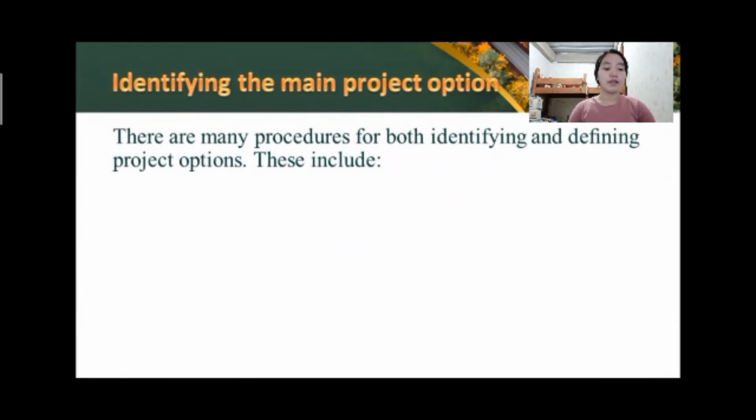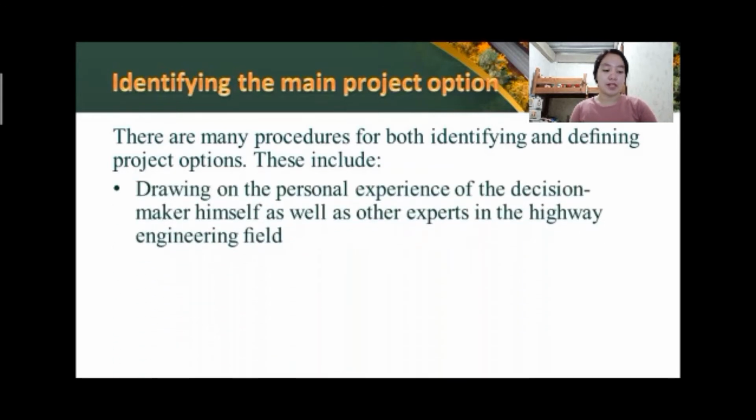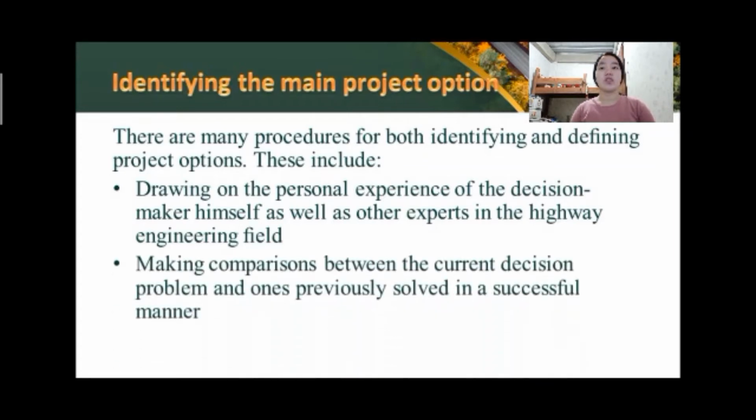Finding the most efficient possible option is an important component of the decision process. There are many procedures for both identifying and defining project options. First is drawing on the personal experience of the decision maker himself as well as other experts in the highway engineering field. Next is making comparisons between the current decision problem and ones previously solved in a successful manner. And lastly is examining all the relevant literature.